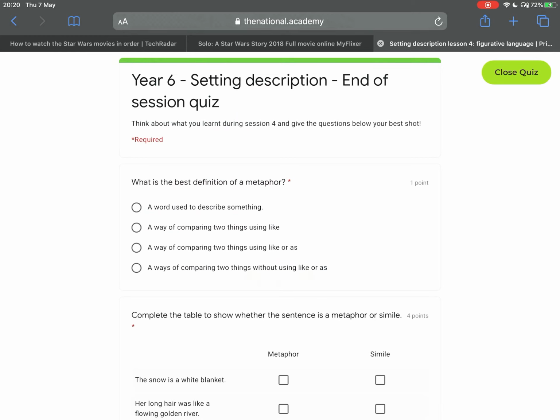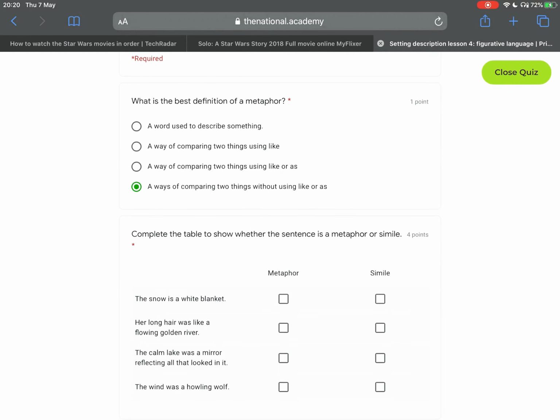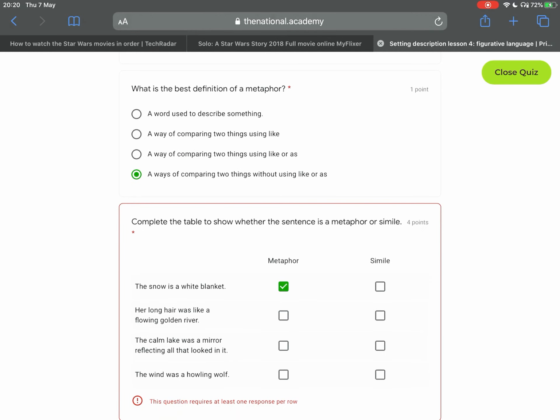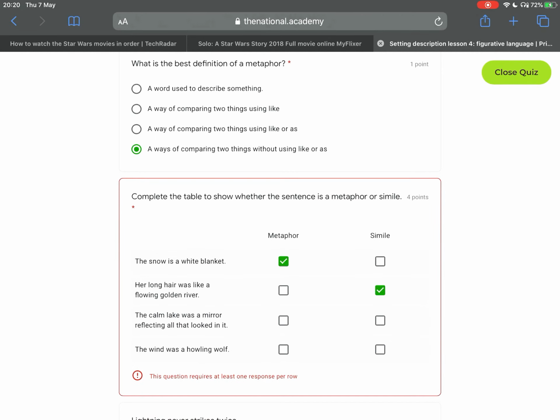So what is the best definition of a metaphor? That would be a way of comparing two things without using like or as. Complete the table to show whether the sentence is a simile or metaphor. The snow is a white blanket. That will be a metaphor. Her long hair was like a flowing golden river. That's a simile. The calm lake was a mirror reflecting all that looked in it.